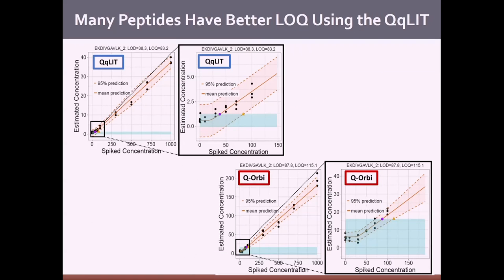And a bunch of the peptides we've looked at, we've got better lower limit of quant using the quadrupole linear ion trap than we actually get with the quadrupole Orbitrap. This isn't too surprising given the fact that we are using electron multipliers to actually amplify the signal, when in an Orbitrap we're just using image current detection.